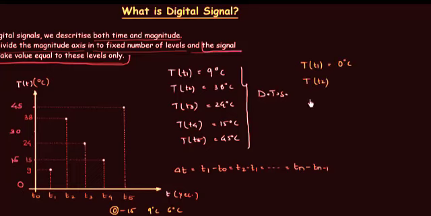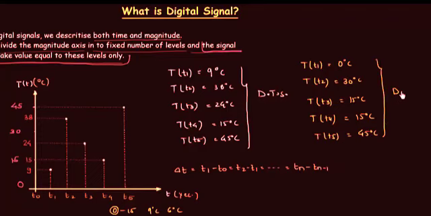And the temperature T at time T2 is 38. But 38 is also not allowed. It is between 30 and 45. We again have to take 30 because this is the lower level. So at T2 we have 30 degrees Celsius. At T3 we have 24. 24 is near to 30, but again we have to consider the lower level. So 15 degrees Celsius is the answer. At T4 we have 15. 15 is definitely allowed, so we have 15 degrees Celsius. At T5 we have 45 and 45 is allowed, so 45 degrees Celsius. And these are the values in case of digital signal.